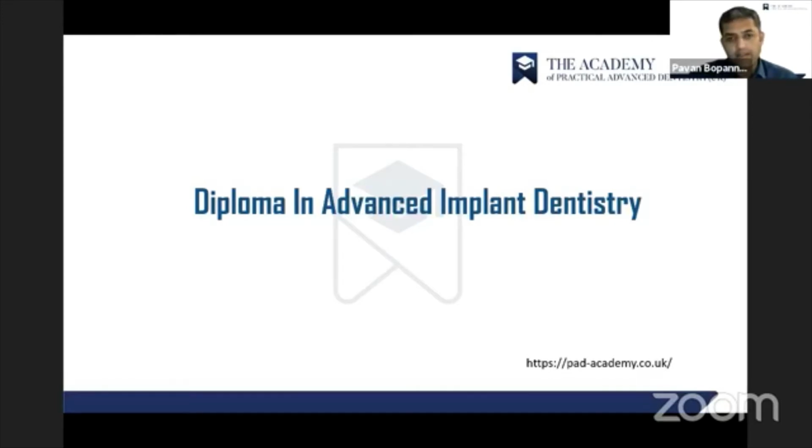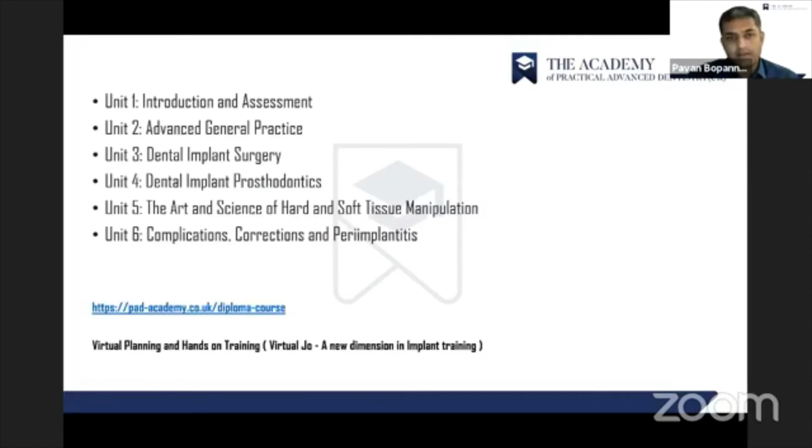Okay, so the 6 units of the diploma are Introduction and Assessment, Advanced General Practice, Dental Implant Surgery, Implant Prosthodontics, the Art and Science of Hard and Soft Tissue Manipulation, which is very, very important, and I feel that's one of the most important modules. And Unit 6 is very important because, as we all know, we see lots of failures, lots of complications, and quite a lot of peri-implantitis cases as well.